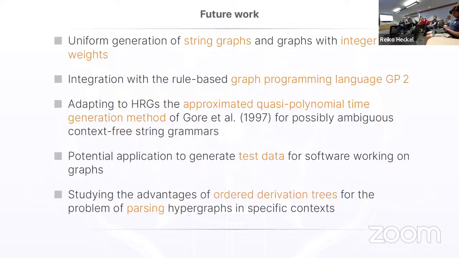For future work, we are working on string graph generation, the application of our method to string graphs, so we can generate strings from context-sensitive languages or even inherently ambiguous context-free languages. We are also working on generation of hypergraphs with interleavings, and on the integration of executable languages. We have polynomial time generation for ambiguous grammars. Also, the application we said about test data. And the last one, how our ordered derivation tree applies to parsing hypergraphs instead of generation, so the advantage of the ordered derivation trees for the parsing problem.